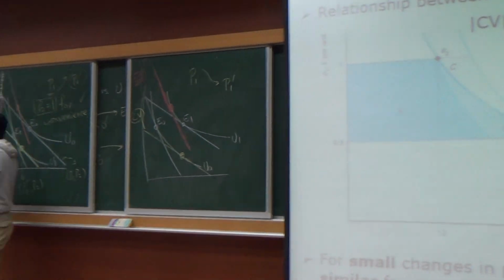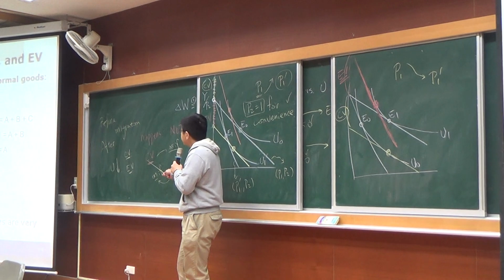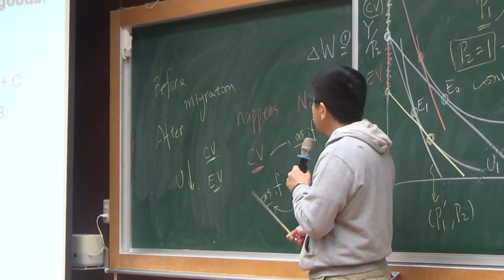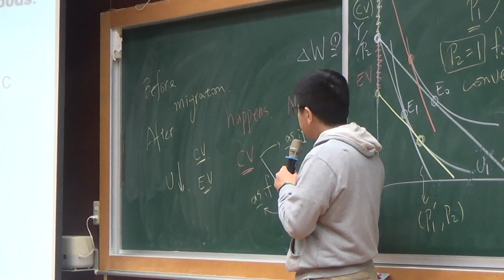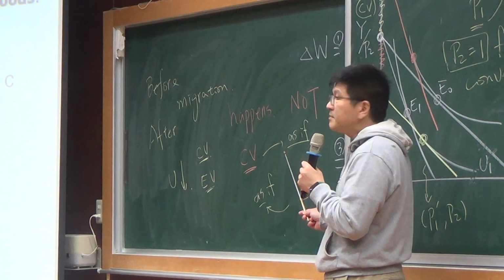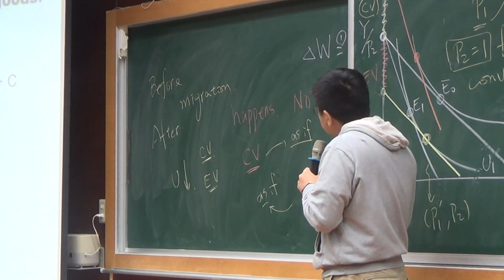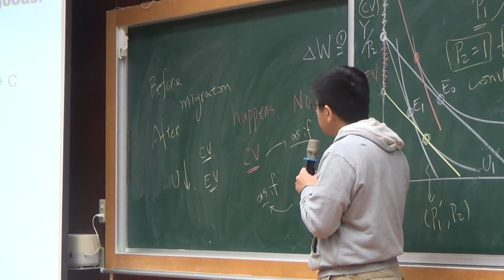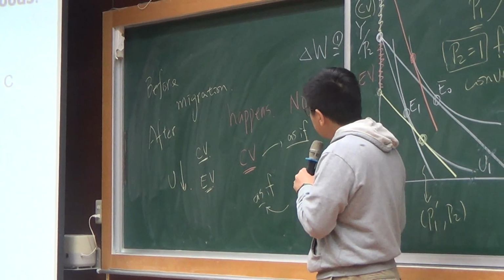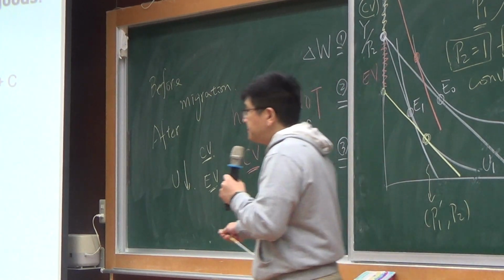Whether it happens or not. CV actually means something happens, but we will compensate the consumer as if it does not happen. And EV means the migration does not happen, but I will make you feel as if it happens. So this is the difference between CV and EV.